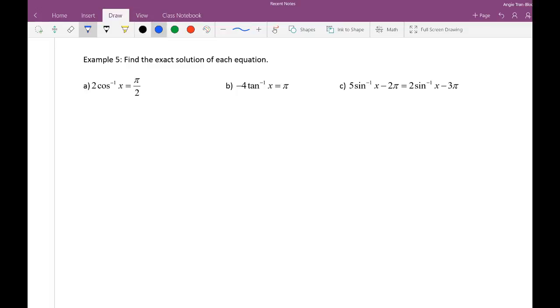All right, guys, this is our last example in section 7.1.